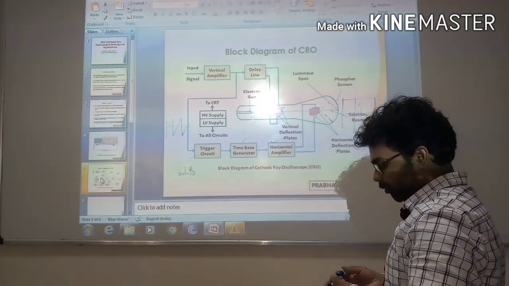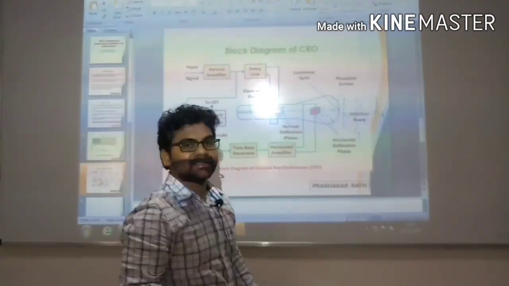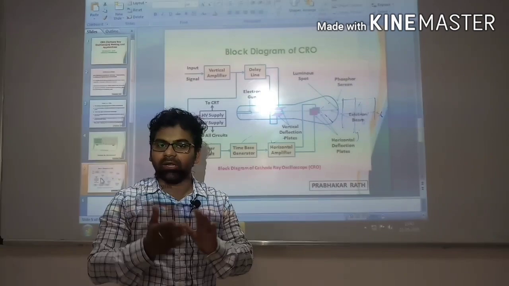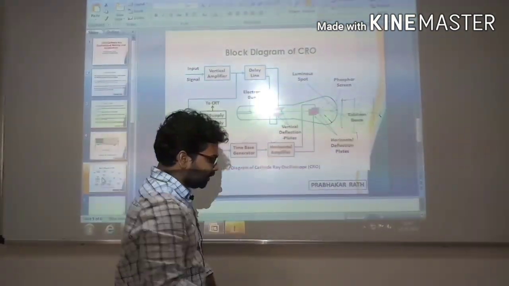This is all about your CRO and CRT, and the applications of CRO and CRT include laboratory use, industrial applications, and so many research sectors where we can use this CRO.